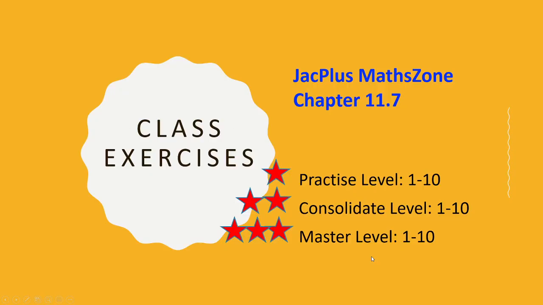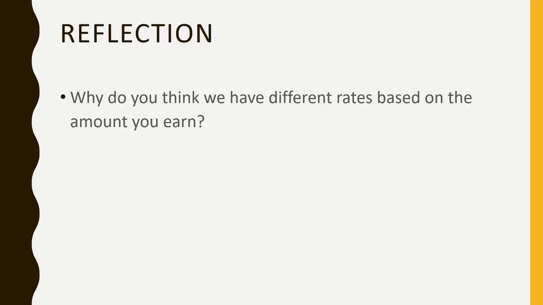So we will be working through our Jacaranda Maths Zone, chapter 11.7, and everyone will be completing these questions from 1 to 10. And this is your hurdle task that you will be submitting. And our reflection for today is, why do you think we have different rates for the tax based on the amount that you earn?